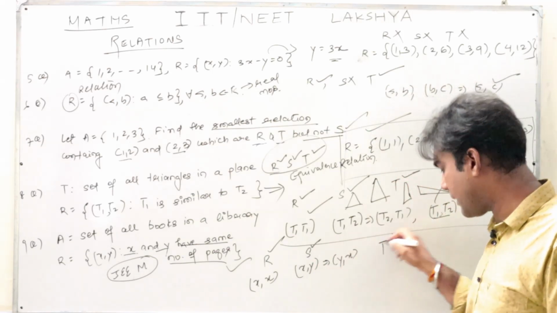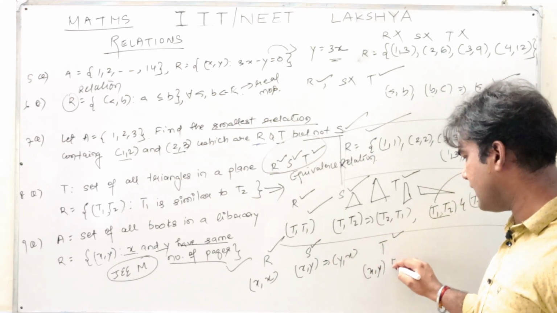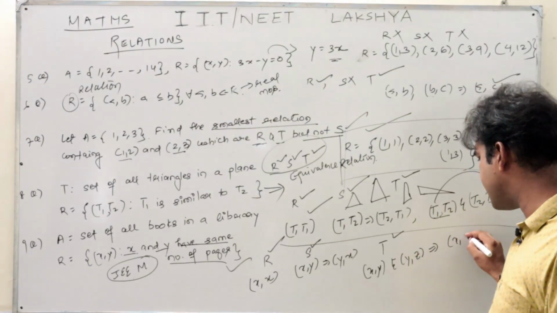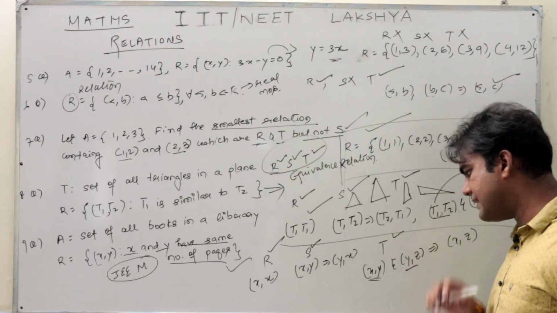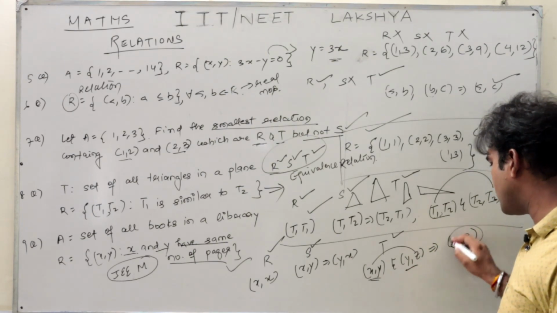What about symmetric also? What about transitive? If X and Y are there and Y and Z are there, then we need to check whether X and Z are there or not. X and Y have the same number of pages, Y and Z have the same number of pages, so obviously X and Z will also have the same number of pages.